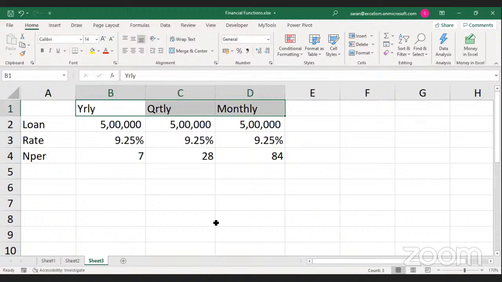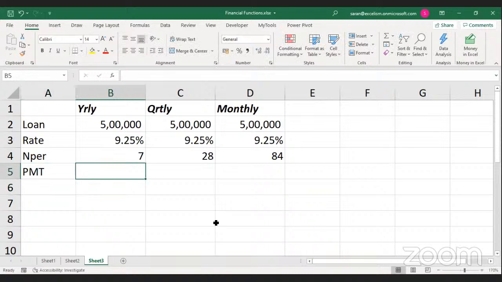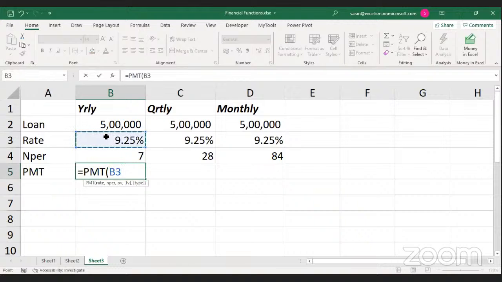If these parameters are available, can I calculate my equated installment? Can I call it a PMT? Of course you can, because PMT just needs 3 parameters: how much loan you are getting, what is the rate of interest, and how many years you're going to pay. Equal to PMT, rate of interest, because I want to calculate yearly, let this be same, comma. Number of periods, 7, comma. Present value, this, close bracket. Do you think I'm going to get the answer?